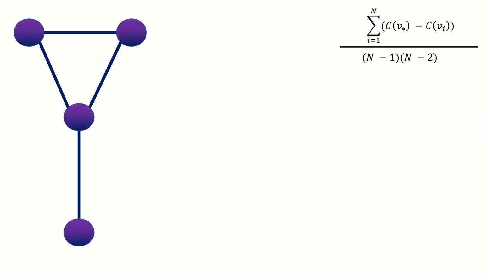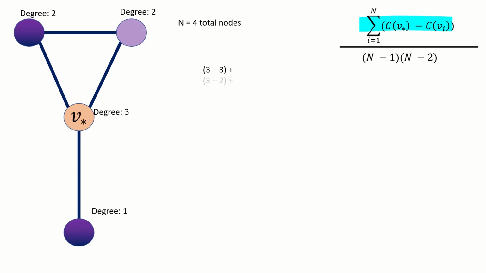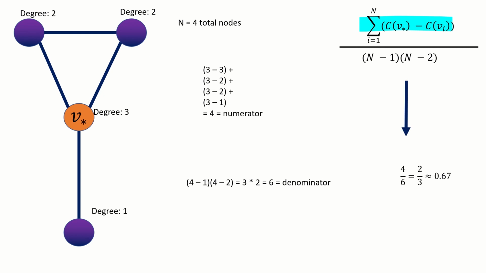How about this network? What is its degree centralization? Here's the calculation. To get the numerator, we need to find the sum of differences in centrality of our network. This is the most central node, so it's V sub star. Our numerator is 4. Now for our denominator. Our denominator is n-1 times n-2. Since n is 4, our denominator is 6. The degree centralization of this network is about 0.67.